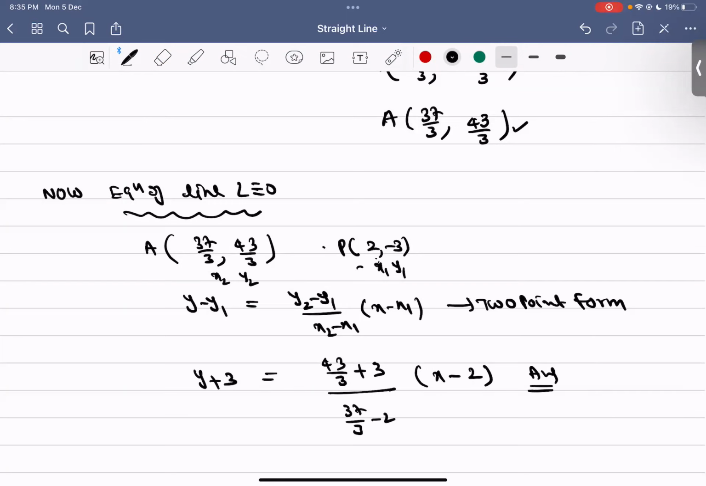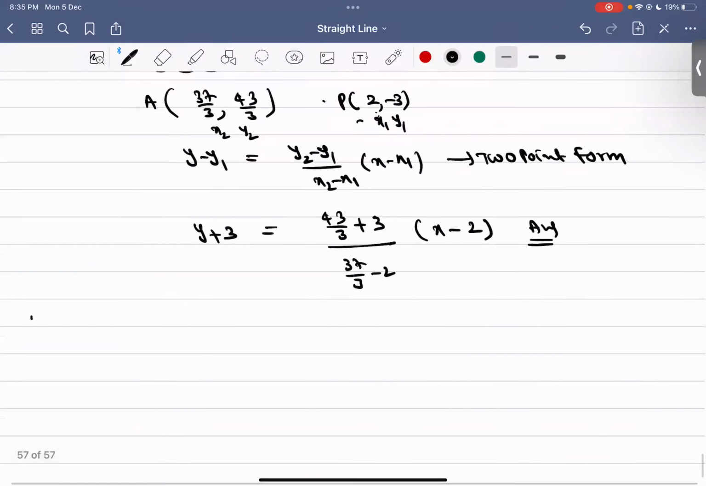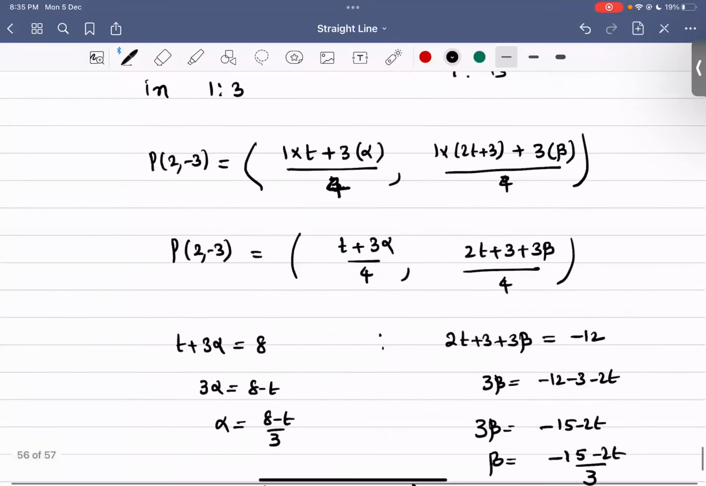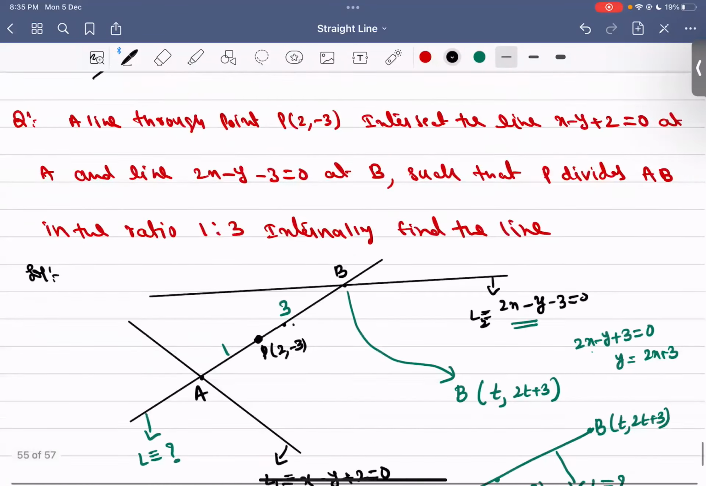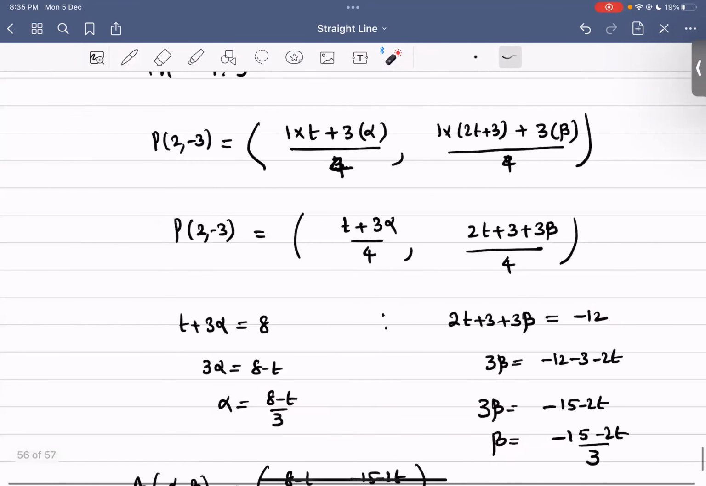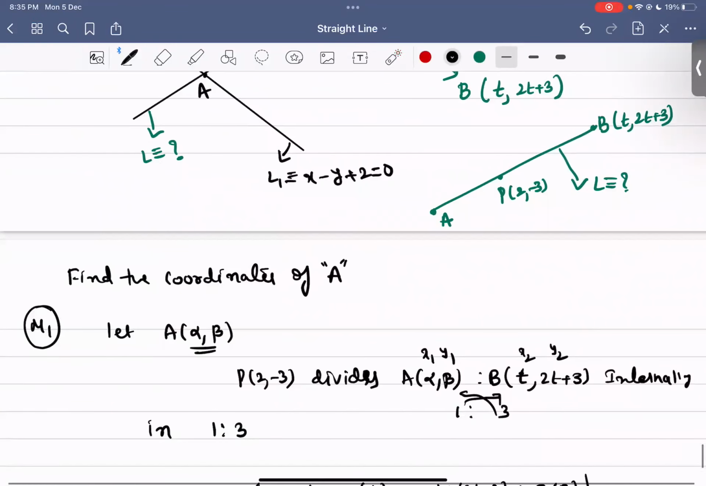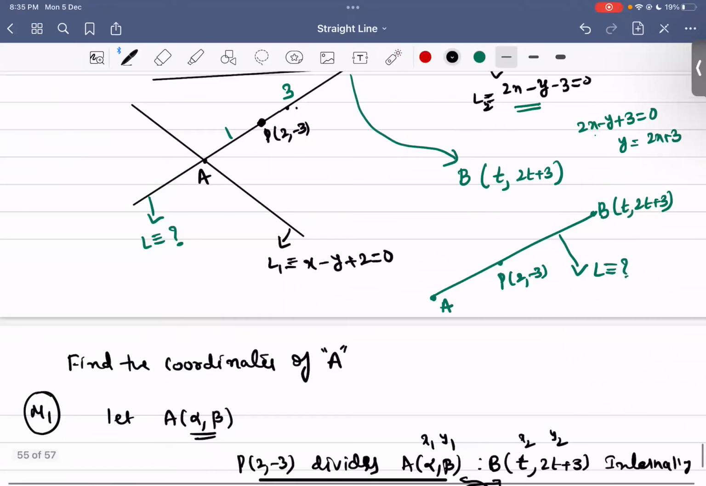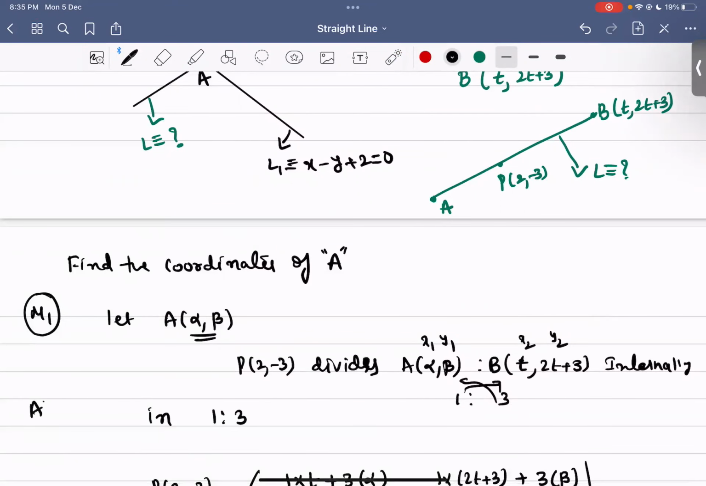Okay, I will give one more method, an easy method. Actually, this method is a bit lengthy, so I will give another. Method 2: instead of using the internal division formula, if you consider the external division formula, then directly you will get A's coordinates without solving for T, alpha and beta. In method 1, what have we done? We used the internal division formula, AP by PB equals 1 by 3. Clear?